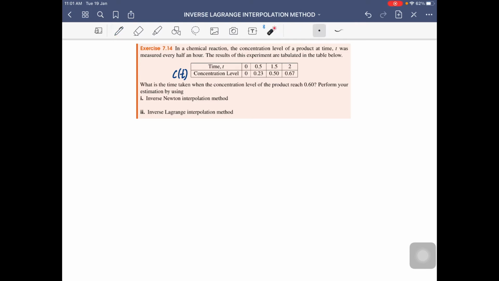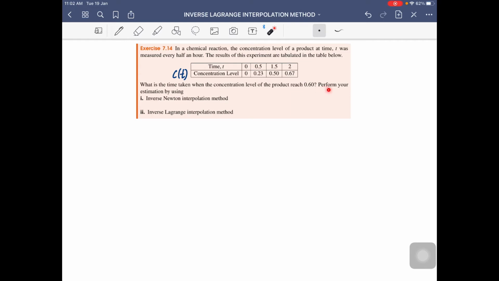Now you're asked to estimate the time taken, your t, when the concentration level of the product reaches 0.60. Based on this table, we don't have the value 0.60, but we have the values for concentration 0, 0.23, 0.5, and 0.67. So we want to estimate somewhere here, when C is 0.6. We want to know what the time is at that concentration.